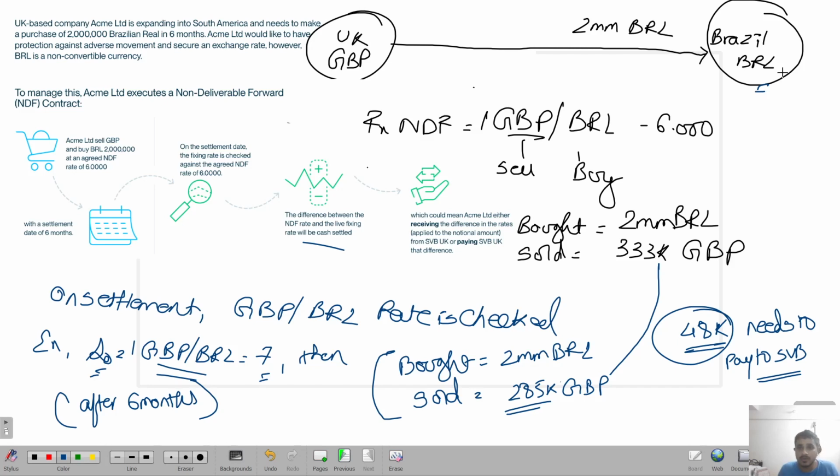Just like we do in forward contracts, Acme is going to get into an agreement with an investment bank or financial institution, such as here we have SVB, right? SVB UK. So it will get into a contract with SVB that it will sell GBP and buy 2 million Brazilian real at the rate agreed for 6 months from now, right? So this would be the contract.